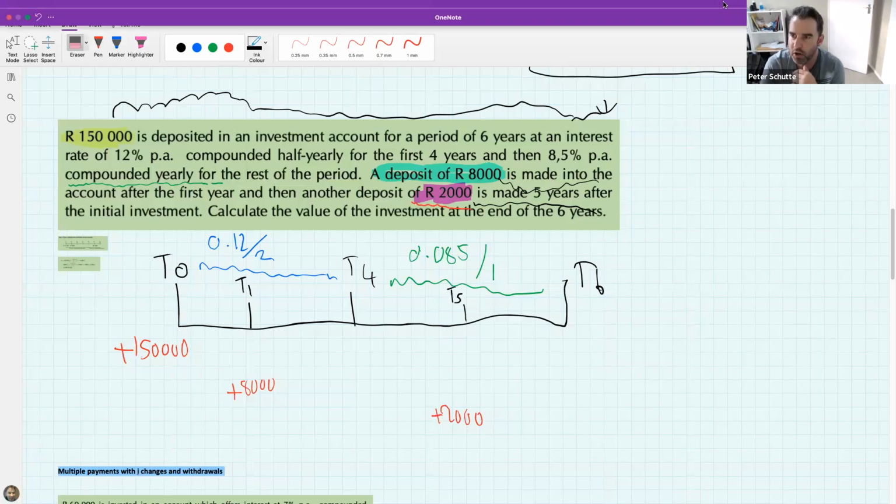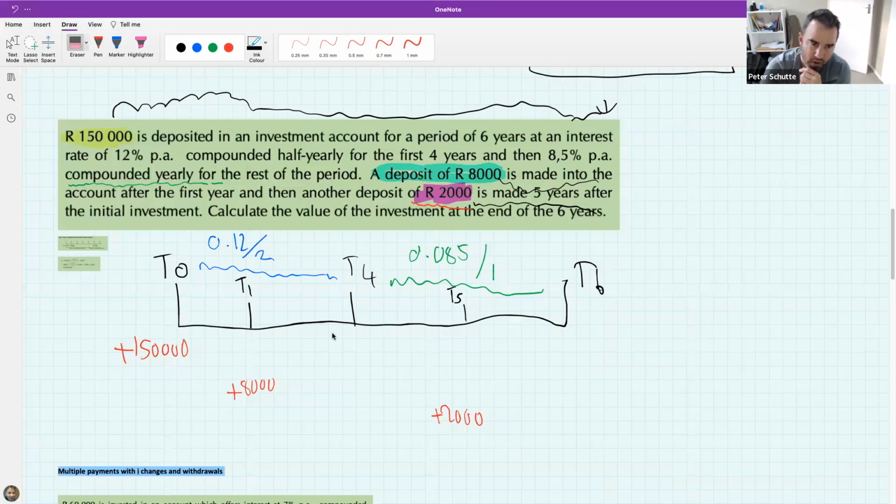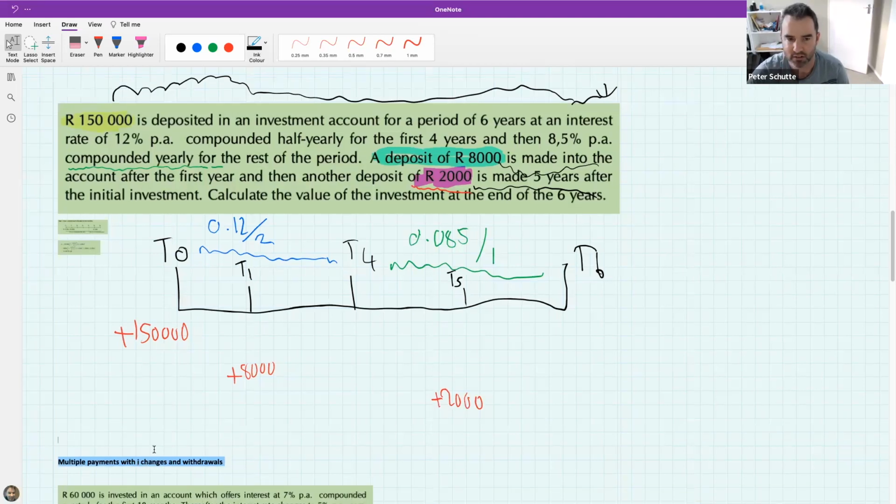So the first thing I want to ask you is, do you understand why the 150,000 is in line with T0, 8,000 is in line with T1, and 2,000 is in line with T5? Give me a thumbs up if you understand why they're in different places.